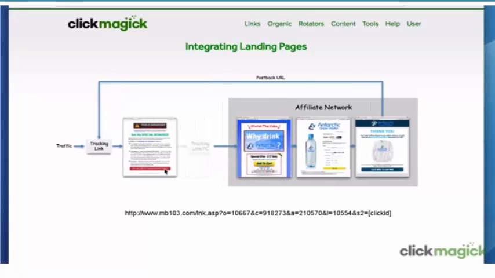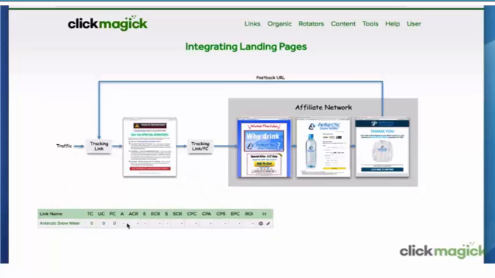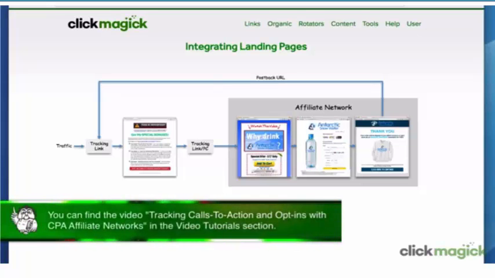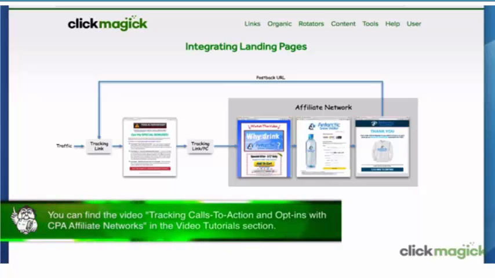To record the clicks in ClickMagick, you would need to add a pixel code tracking link between the landing page and the affiliate network, and you would configure it to fire an action pixel so that the clicks will show up in the A column of your tracking link. We have yet another video that will show you how to set this up. What you'll find is that integrating with an affiliate network is like putting a puzzle together, and we have a video for each piece of the integration puzzle.